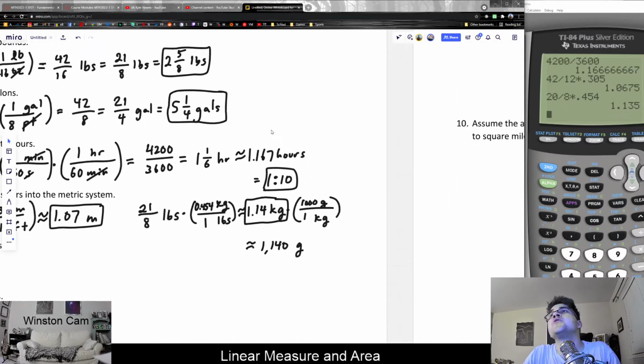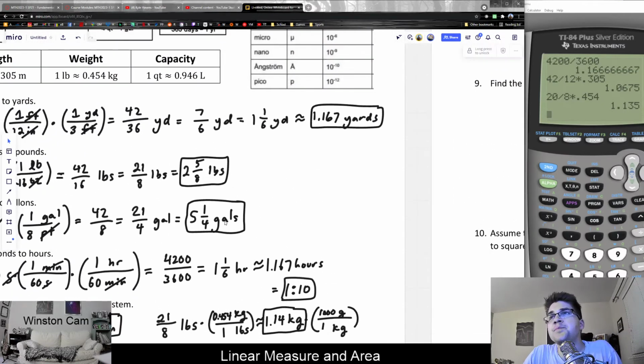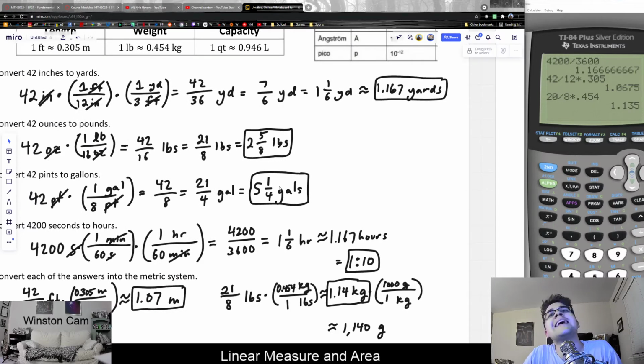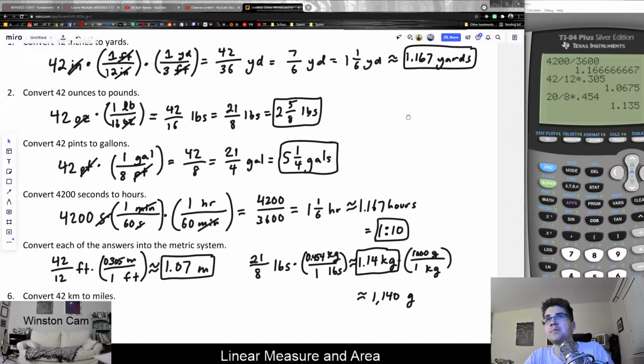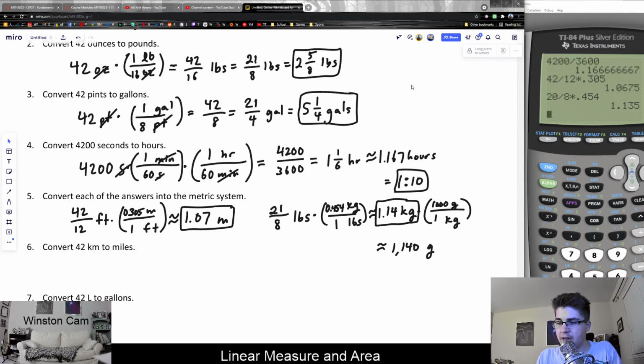Anyways, and then if we're doing liquid, like pints or gallons, you could always use the conversion factor that a quart is pretty close to a liter. It's a little bit more than a liter. But let's say we were dealing with 42 pints.